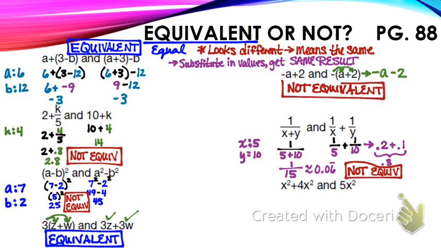Bottom one, x squared plus 4x squared and 5x squared. Do you think these are equivalent or not equivalent? Equivalent? Give me some numbers to prove it. Give me something to put in for x that would convince anybody in this room that they're equivalent. 6, okay? So let's put 6 in for x.